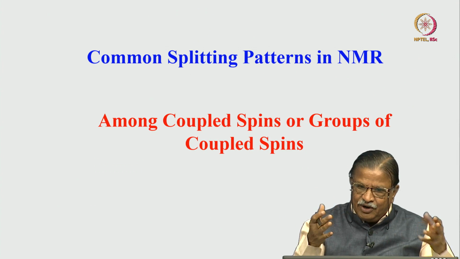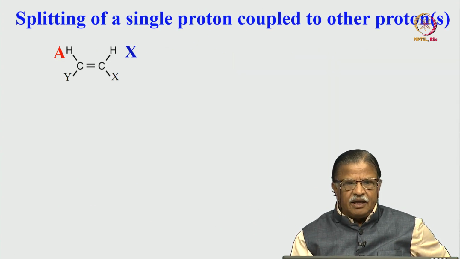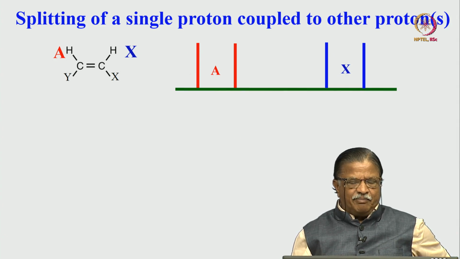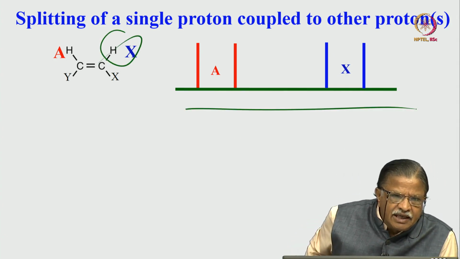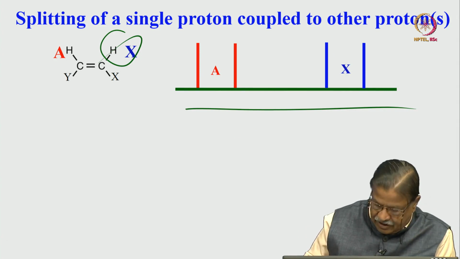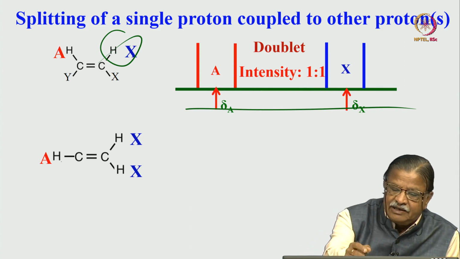So, with this we will go into the common splitting patterns among coupled spins or groups of coupled spins. Let us see how we get this one. I consider one spin coupled to another spin, we get each will be doublet, fine, of intensity 1:1. This is chemical shift and we get J coupling here.